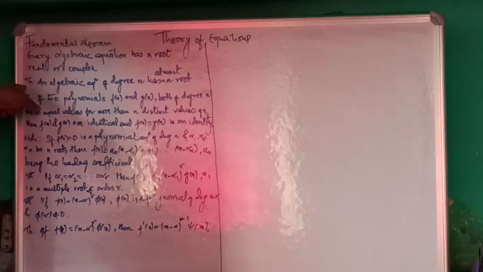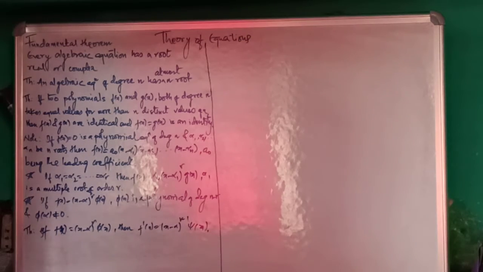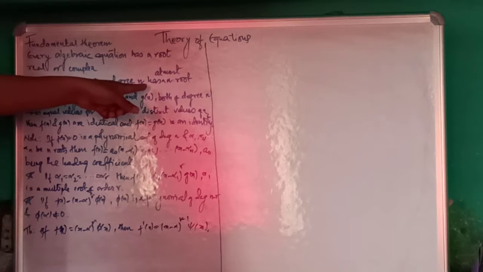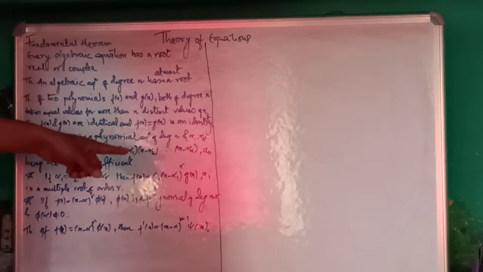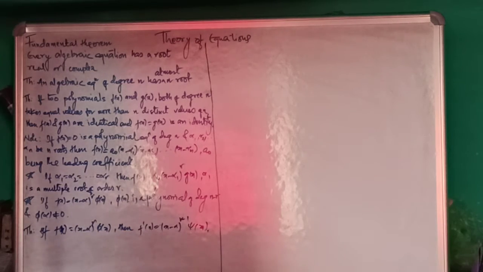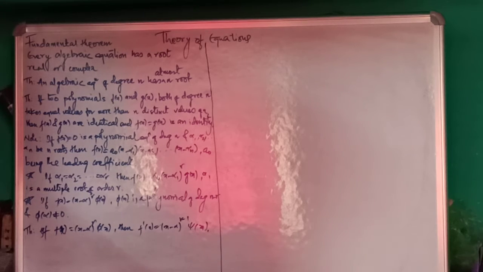Now, there's one theorem: an algebraic equation of degree n has at most n roots. So, any algebraic equation whose degree is n will have n number of roots, not more than n. We don't need a proof for this one, okay? Because the proofs are not in the syllabus. You just have to go through the statements and its applications part.